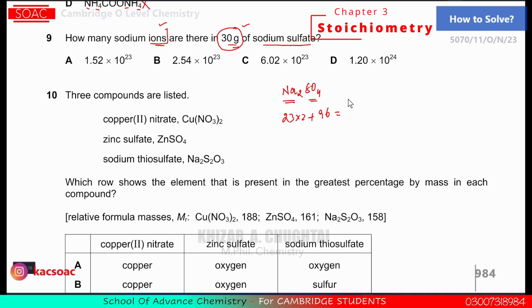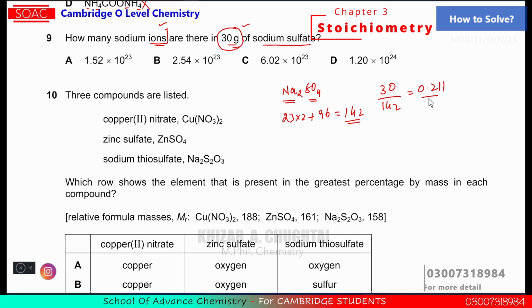23 multiplied by 2 plus 96, that is equal to 142. So 142 is equal to MR. What is its mole? 30 divided by 142, and that is equal to 0.211 moles. To find the ions, then we will have to multiply it with Avogadro's number.